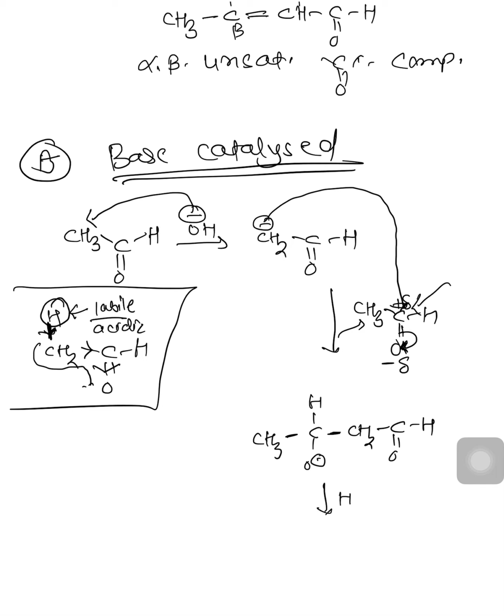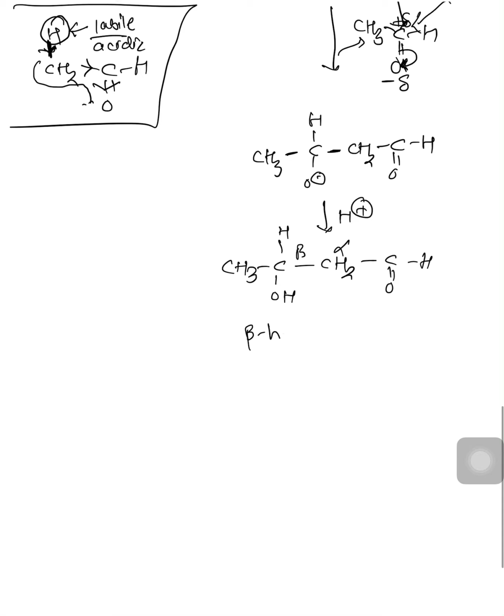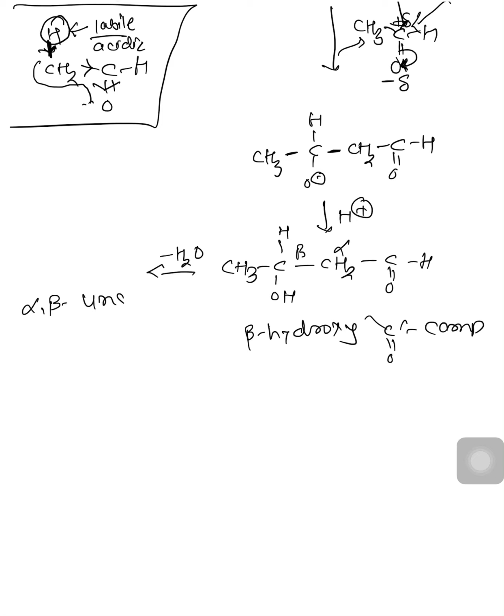Next step will be protonation. So again there will be formation of CH3 CHOH, that is a hydroxyl group on the beta position to the carbonyl group, and hence this structure is a beta hydroxycarbonyl compound, which again on elimination of water molecule, which we have discussed in acid catalysis, will give formation of an alpha beta unsaturated carbonyl compound.